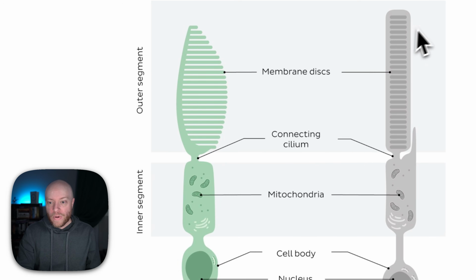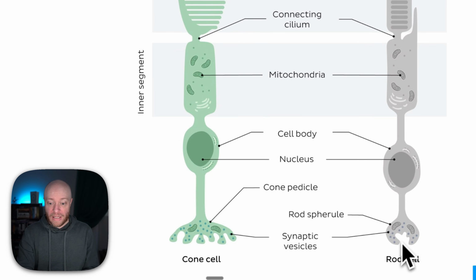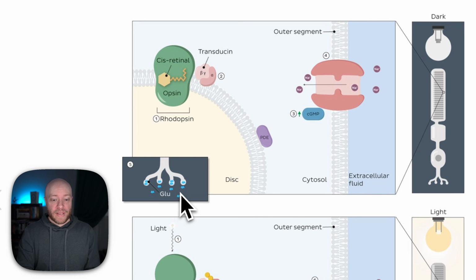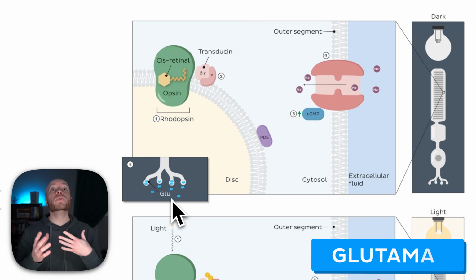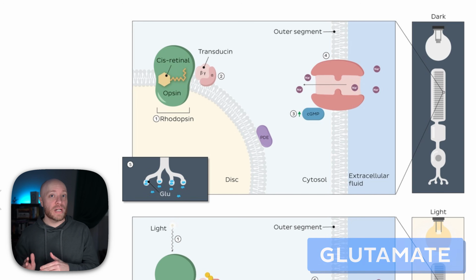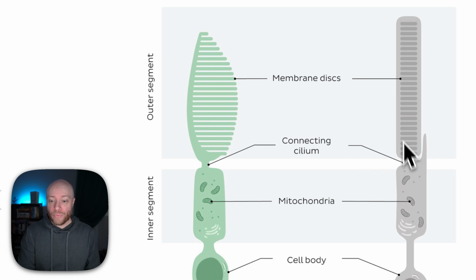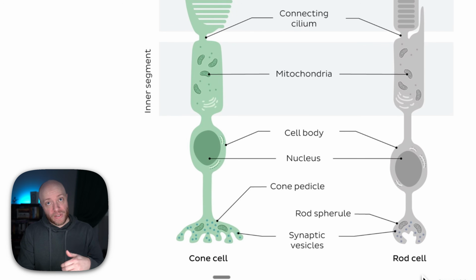So I want you to picture this, right? Sodium is flowing inside of here. That changes the net charge inside of this rod, and that's eventually going to lead to an action potential being released. And then down here in that rod spherule, that is where we're looking at this, right? You can see here it says GLU. This is glutamate. Glutamate is a neurotransmitter. Right, so what's happening, as long as the sodium is flowing in, glutamate is going to be released at the synapse between the rod and the bipolar neuron that's going to be in here.